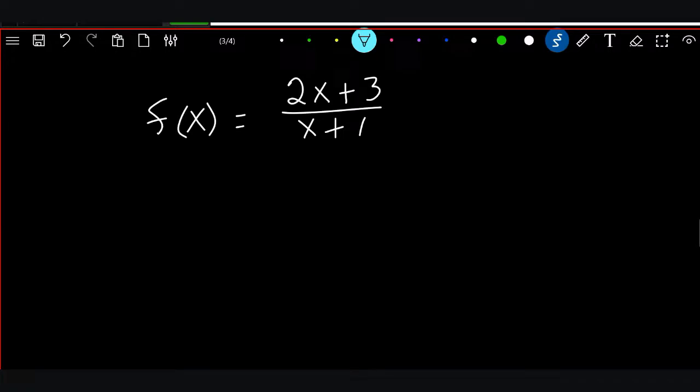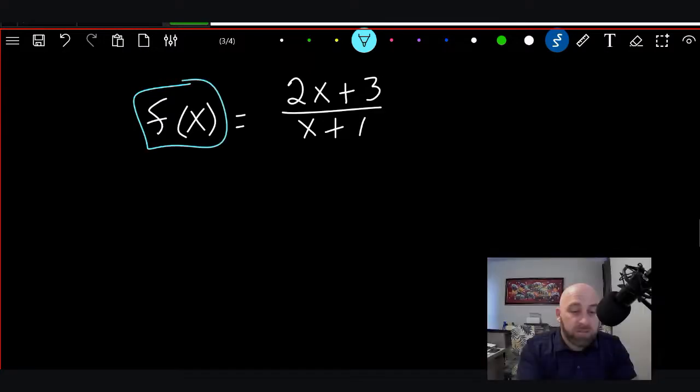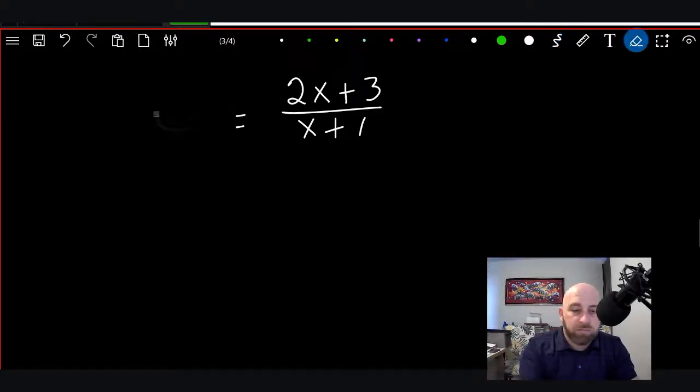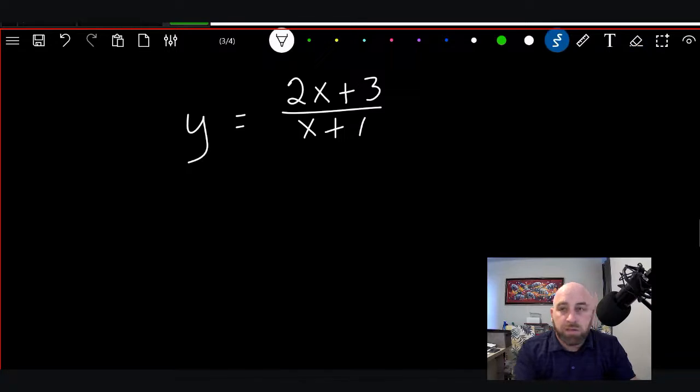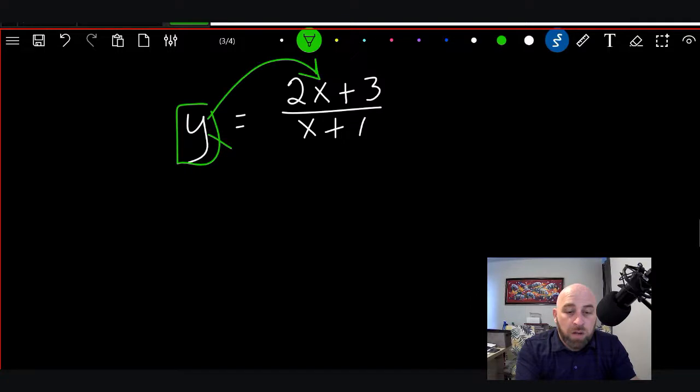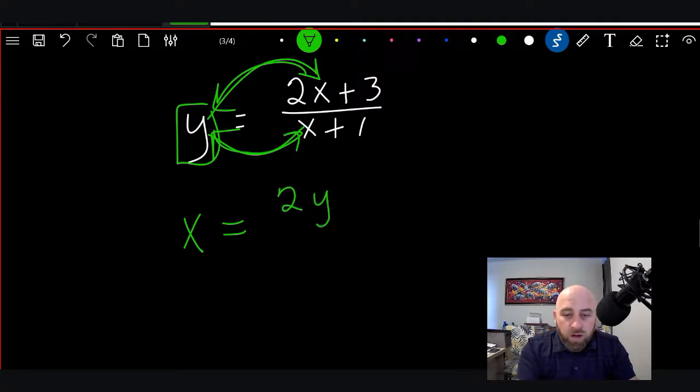So let's do this. Same thing, we're going to follow our steps. What's the first step? Get rid of this f of x and put a y. That's our first step. What's our next step? We want to take this y and swap it out, putting it in both places where we see x, and we're going to swap the x back out here. We don't take both x's over there, we just take one x, because we're just switching it out. So now we're going to end up with x equals 2y plus 3 over y plus 1.